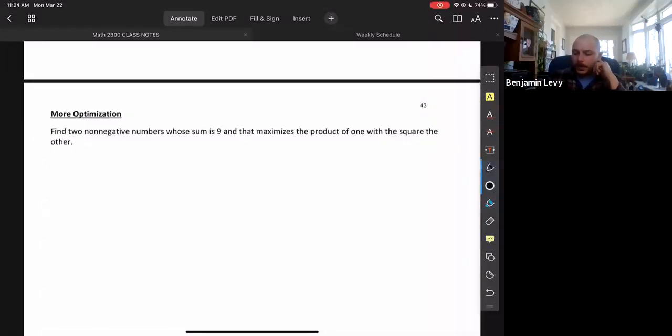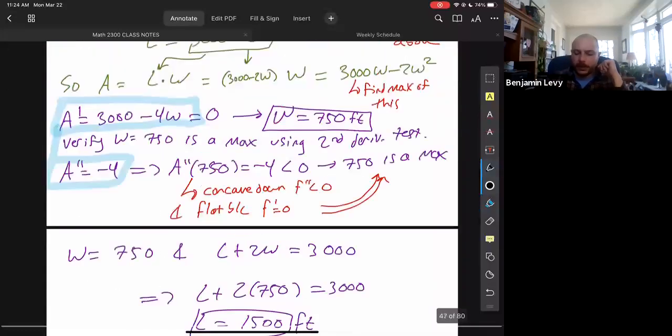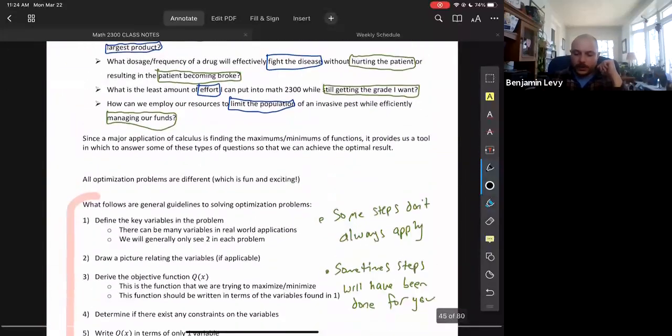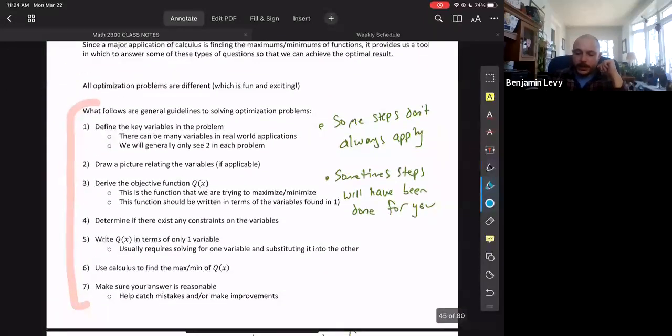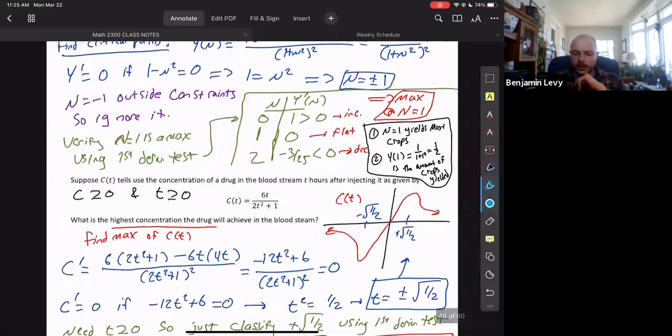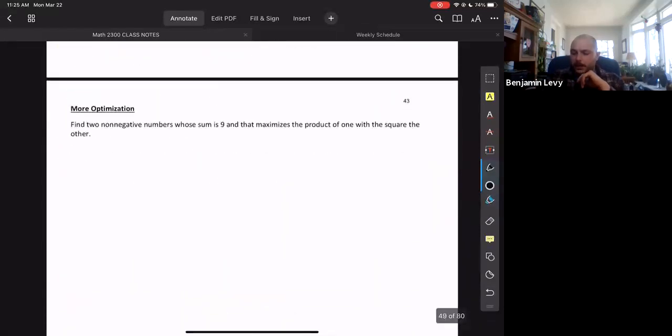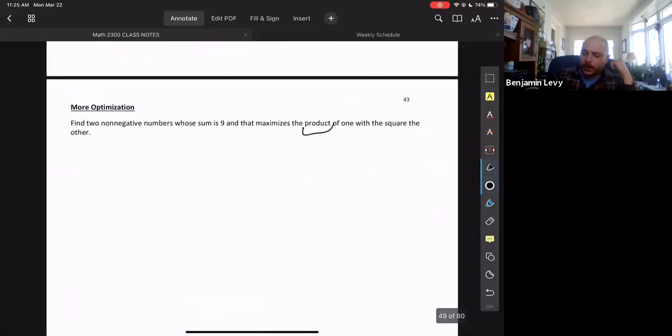So we're thinking about, let's go to the list. We'll define the key variables. We can definitely do that. We don't need to draw a picture, right? There's not a picture that we would need to draw in terms of numbers. And let's figure out the objective function. So let's do those 3 things. It looks like if we want to maximize the product, that means multiply. And we want to multiply the square of one with the other one, right?